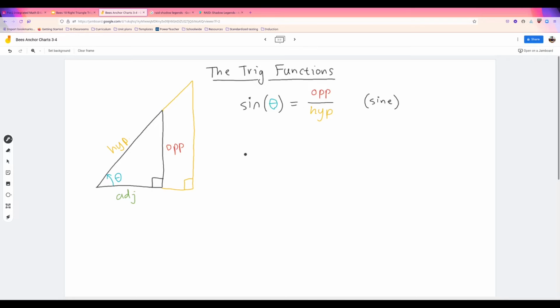Similarly, the cosine of theta is equal to the length of the adjacent side divided by the hypotenuse. And again, the full name of that is the cosine. It's not cos, it's the cosine.